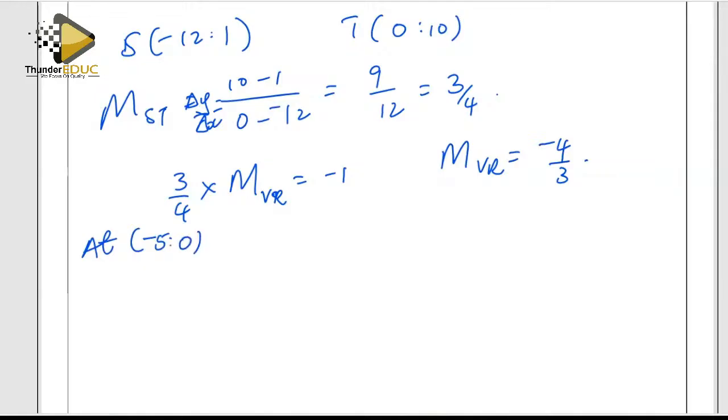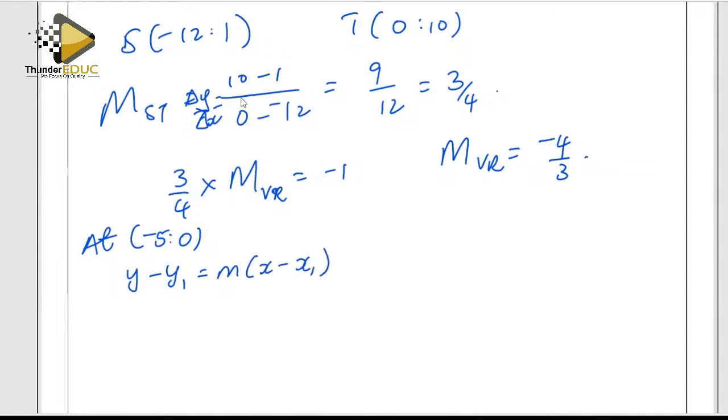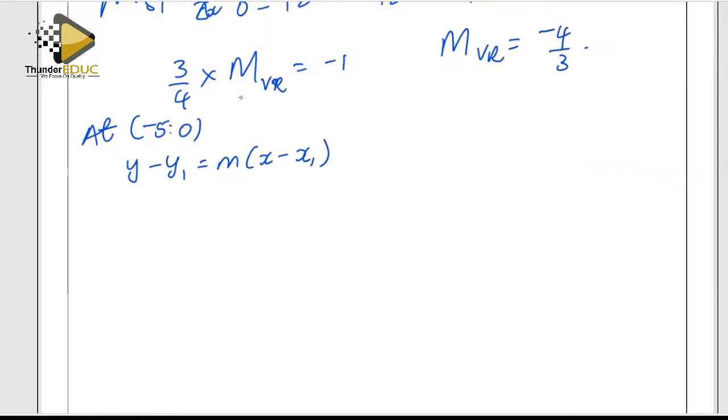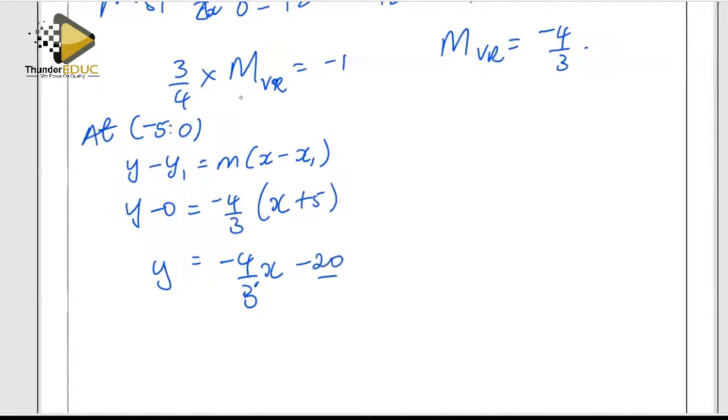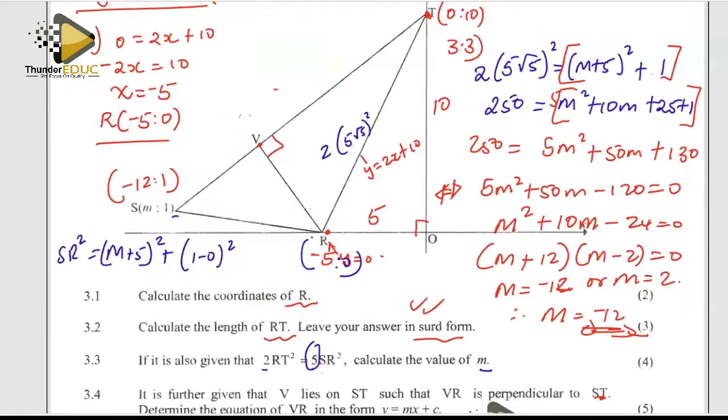So for us to get the equation, y minus y1 is equal to m into x minus x1 is what I'm going to use. Meaning that I have y minus 0 is equal to negative 4 over 3 into x minus minus 5, which gives me a plus 5. I open this up, I have negative 4 over 3x minus 20 over 3. So that is the equation that the question wanted.